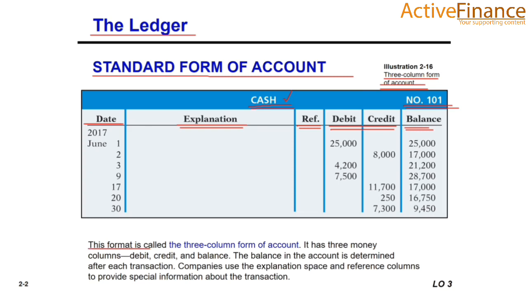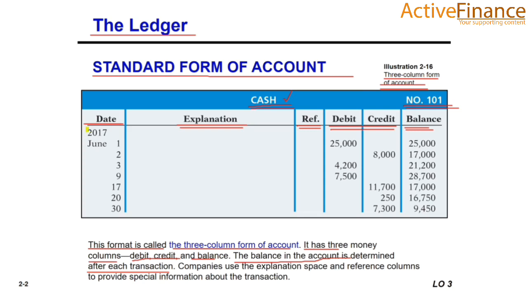This format is called the three-column form of accounts. Why is it called that? It has three money columns: the debit and credit columns, and the balance column. The balance in the account is determined after each transaction, so after each transaction we provide the balance. Let's demonstrate how we determine it after each transaction.